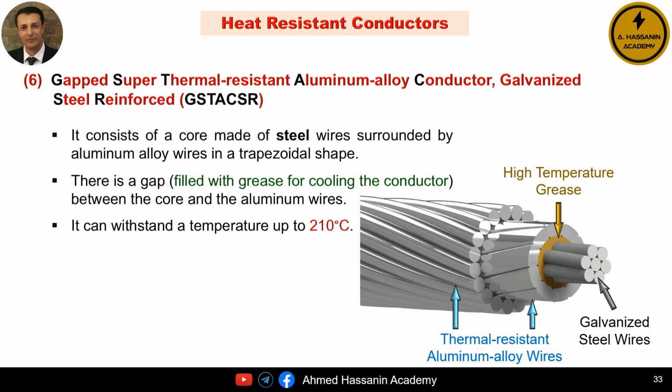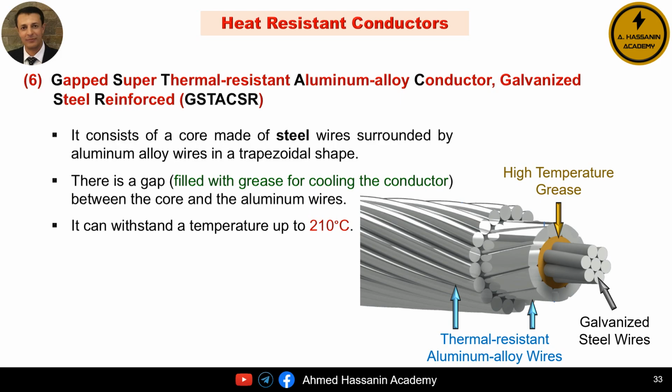The sixth type of heat-resistant conductor is the gapped super thermal resistant aluminum alloy conductor, galvanized steel reinforced, GSTACSR. This type of conductor consists of a core made of galvanized steel wires that have high mechanical strength surrounded by one or more layers of aluminum alloy wires that are trapezoidal in shape.